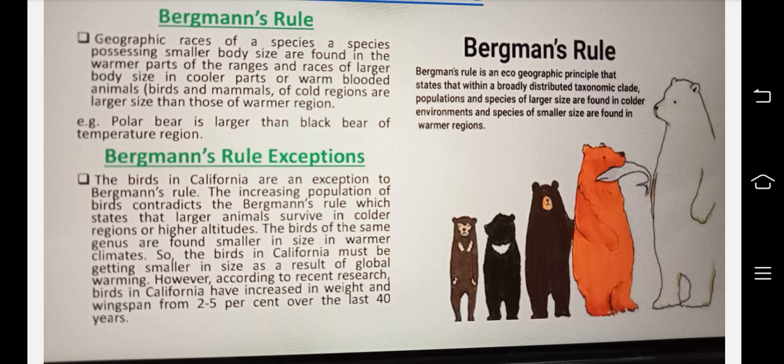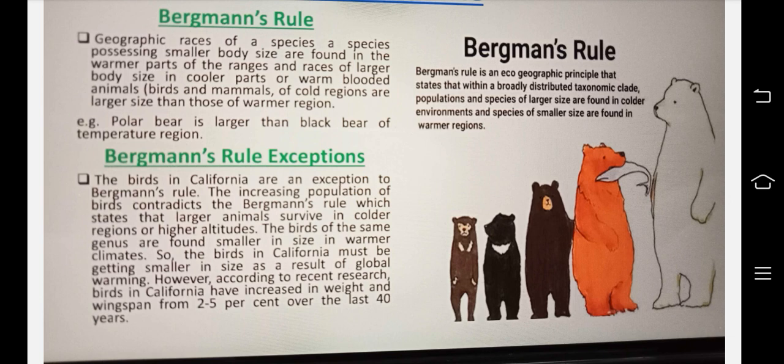Bergmann's rule exception. The birds in California are an exception to Bergmann's rule. The increasing population of birds contradicts Bergmann's rule, which states that larger animals survive in colder regions or higher altitudes. The birds of the same genus are found smaller in size in warmer climates.